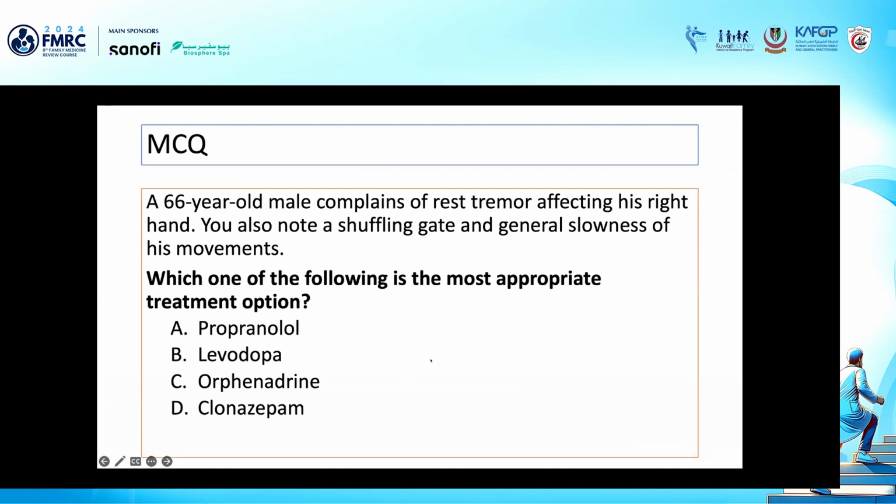Let's take also the second multiple choice question. A 66-year-old male complains of wrist tremors affecting his right hand. You also note a shuffling gait and general slowness of his movements. Which one of the following is the most appropriate treatment option?